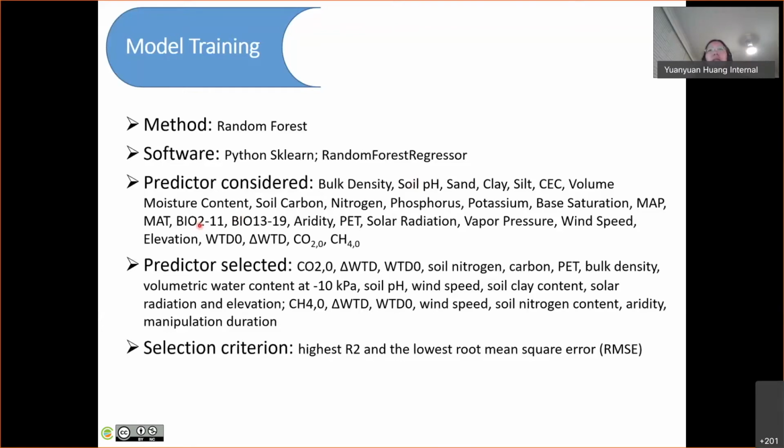We selected the predictors based on a criterion. We prefer the model with the highest R square and the lowest root mean square error.